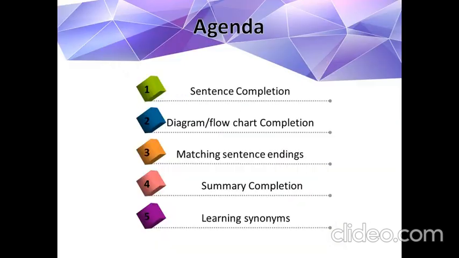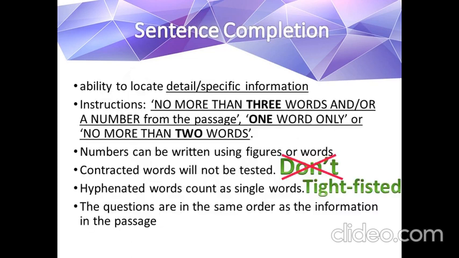The agenda for today's presentation is we're going to discuss 4 types of reading tasks. As you remember, there are 11, so the 4 left, we're going to discuss, and the last section will be about learning synonyms. So these task types are sentence completion, diagram or flowchart completion, matching sentence endings, and summary completion. Let's start with sentence completion.